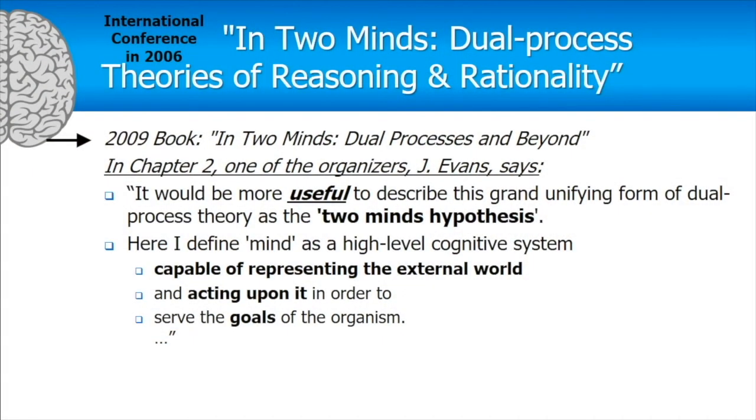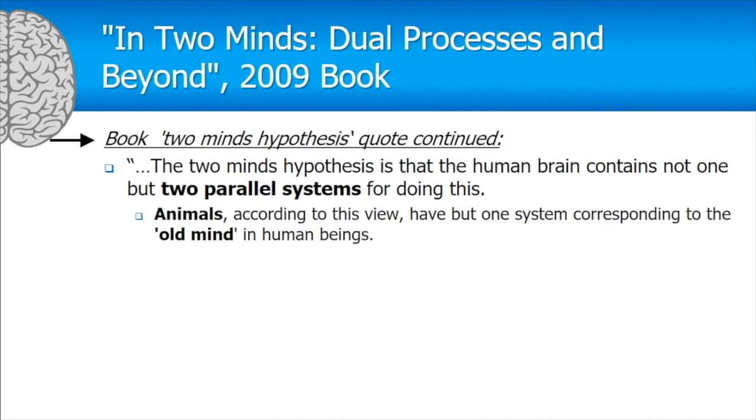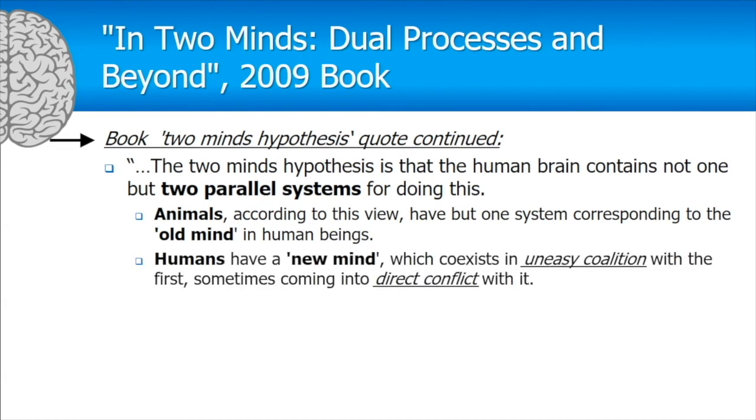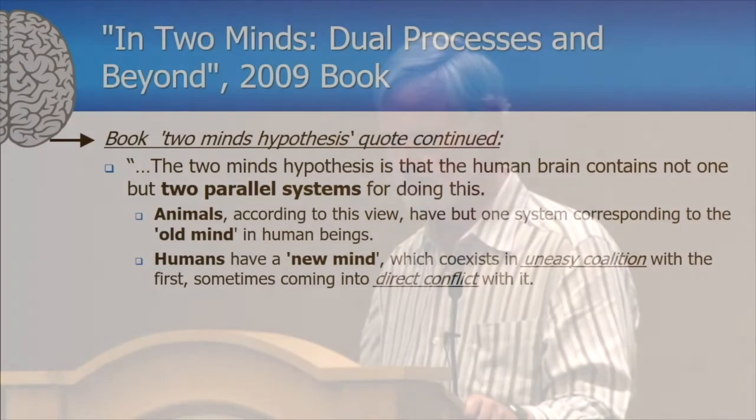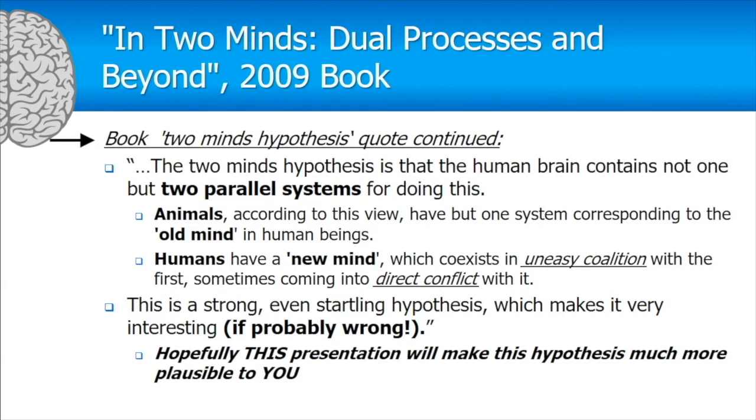The quote goes on and says, "The two-mind hypothesis is that the human brain contains not one, but two parallel systems for doing this. Animals, according to this view, have but one system, corresponding to the old mind in human beings. Humans have a new mind which coexists in uneasy coalition with the first, sometimes coming into direct conflict with it." So this uneasy coalition and direct conflict, that's part of the living problem that spirituality solves. He goes on and says, "This is a strong, even startling hypothesis, which makes it very interesting, if probably wrong. So I hope that this presentation will make you think that this is more probably right than wrong, because I basically have this two-mind hypothesis."